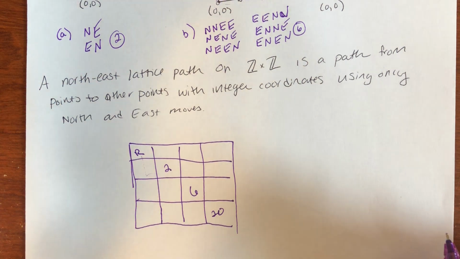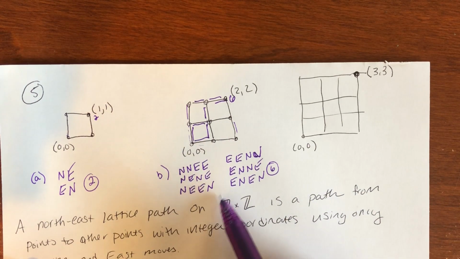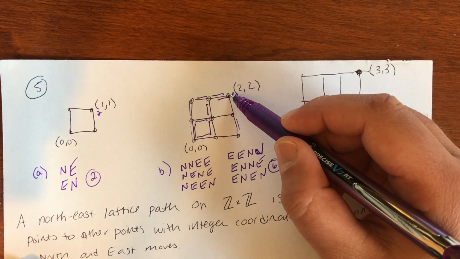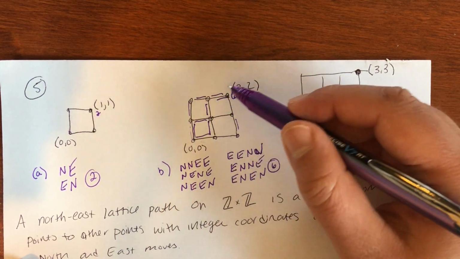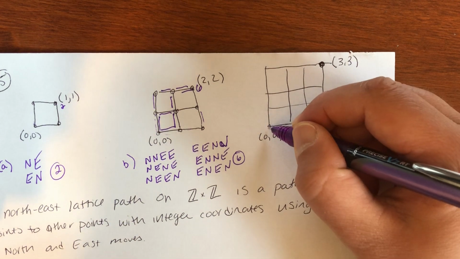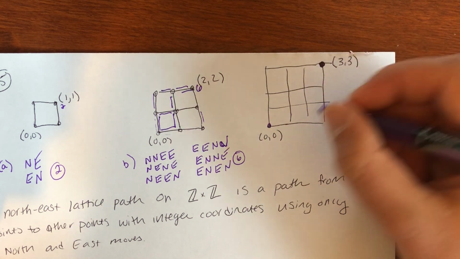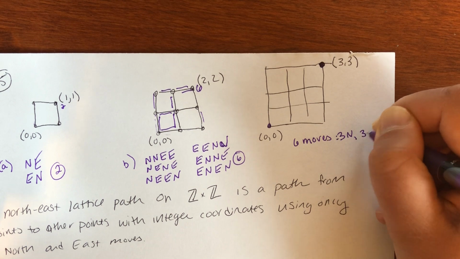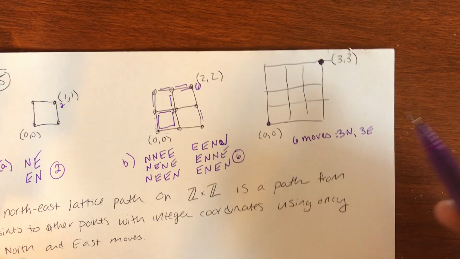Okay, so why is that? What exactly is going on? Let's think about what we're doing when we're forming these paths. Any path from 0, 0 to 2, 2, for instance, is going to require four moves, right? Two moves to the north and two moves to the east in some order. Similarly, any path from 0, 0 to 3, 3 is going to require six moves: three moves north and three moves east in some order. It doesn't have to be all north and all east, it's just three N's altogether and three E's altogether.